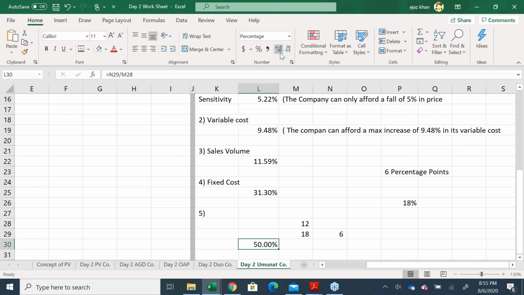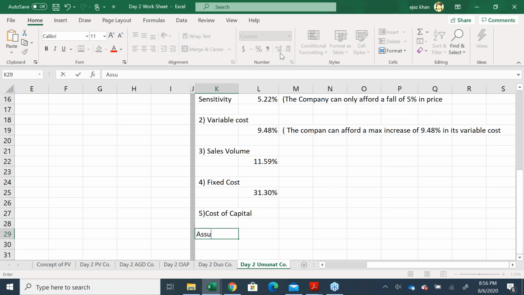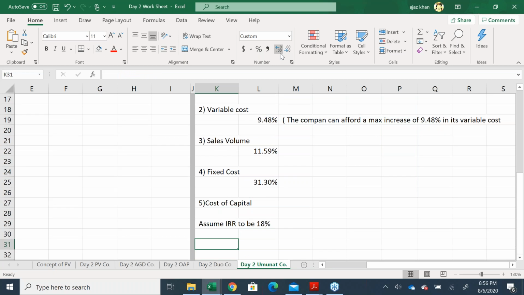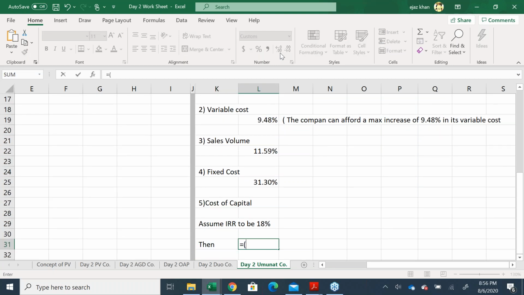We usually write sensitivity in percentage, not percentage points. So we should say 50%. That's what I'm writing here. Cost of capital. I have assumed that the IRR is 18%, right? So just for you to refer to, I'm writing it: assume IRR to be 18%. Then what you have to do is put the change in the numerator, 18 minus the existing cost of capital, 18 minus 12, and divide by the existing cost of capital, and change the format to percentage. It's 50%.